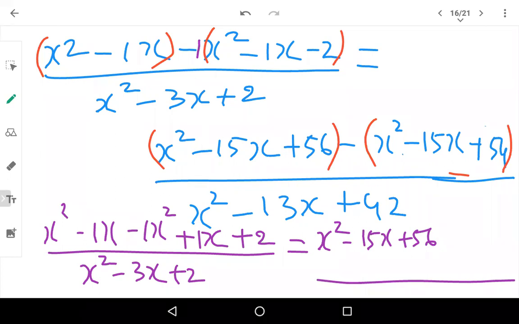Lakshmi already solved it. Good. So nothing is there. Again, minus 1. Minus 1 into x square is minus x square. Minus 1 into minus 15x, minus into minus is plus 15x. I'm just writing it down because there's no space. You can continue it there. Minus 1 into plus 54 is minus 54. And the remainder will be x square minus 13x plus 42.